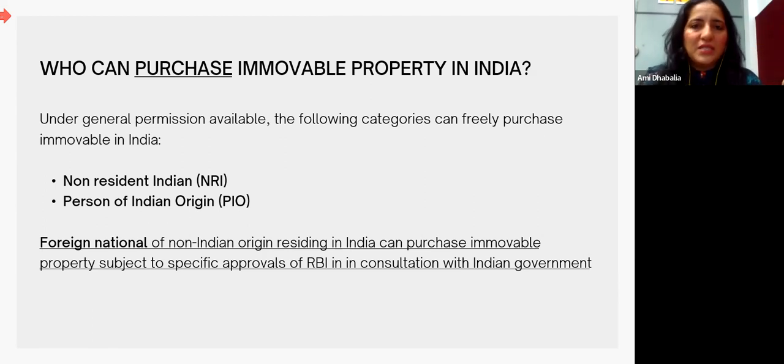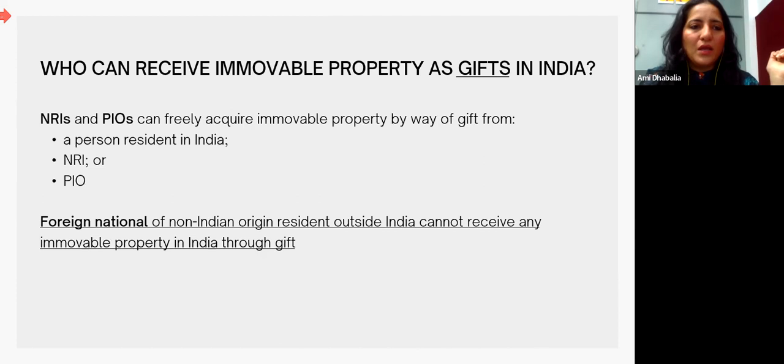So they can purchase the immovable property, but again, they have to get specific approvals. Who can receive immovable property as gifts in India? NRIs and PIOs can freely acquire immovable property by way of gifts. From whom? From a person resident in India, from an NRI or a PIO. Again, a foreign national of non-Indian origin resident outside India cannot receive any immovable property in India through a gift.